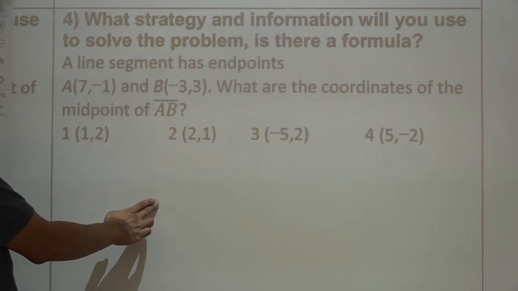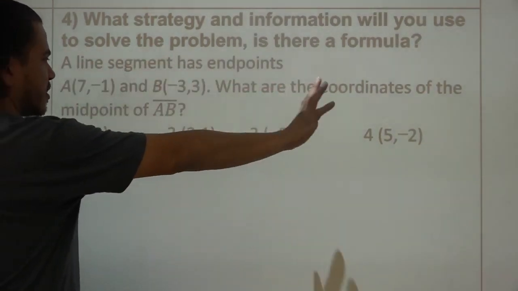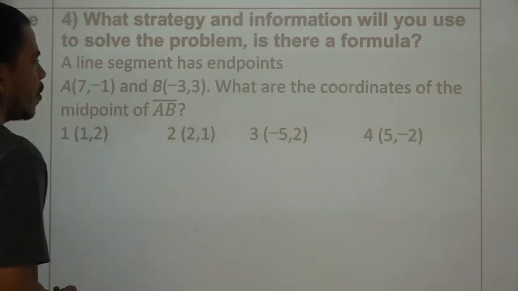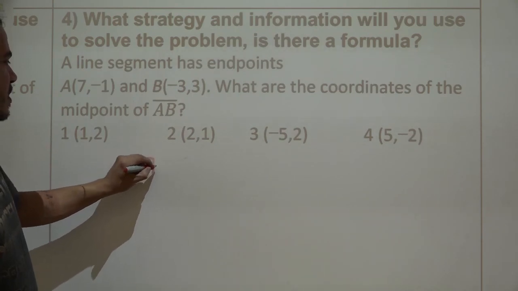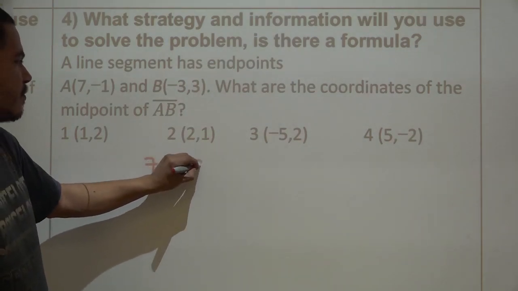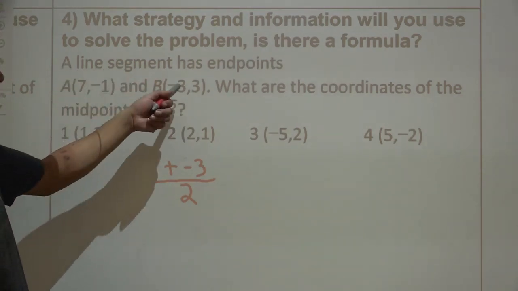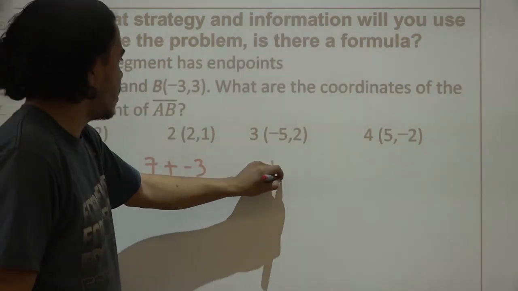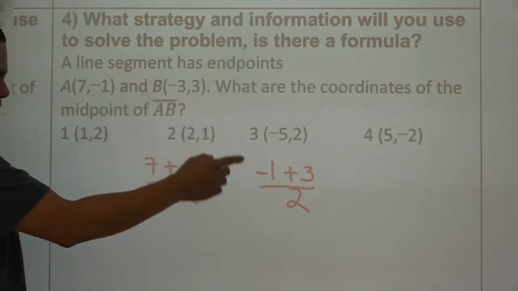Right here, can you see it? Yes. A line segment has endpoints. Okay, you know what? Endpoints, that's it. It's the same thing over and over again. Just remember where you start from. So that would be 7 plus -3 over 2 for the x's, and for the y's would be -1 plus 3 over 2. I'm not going to tell you what the answer is. You figure it out on your own.